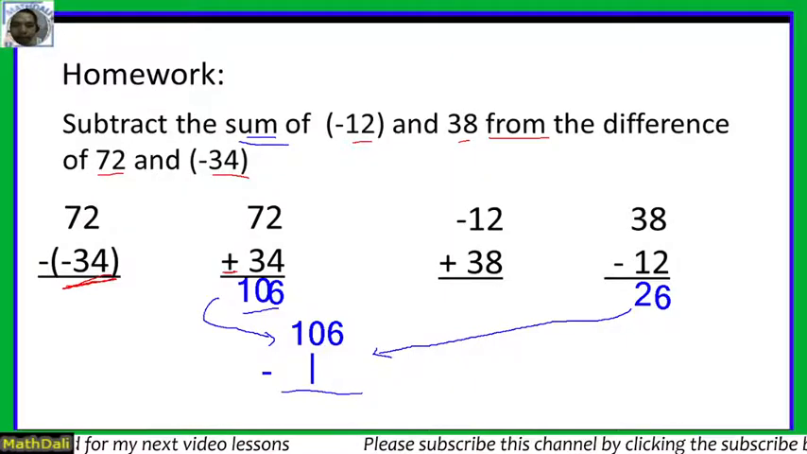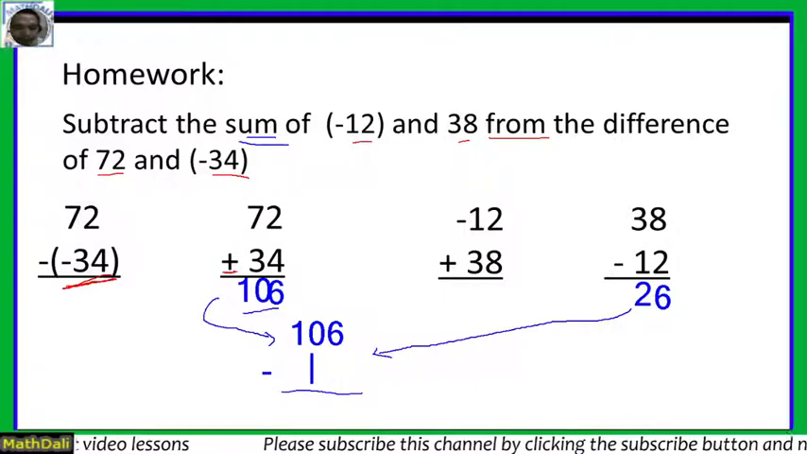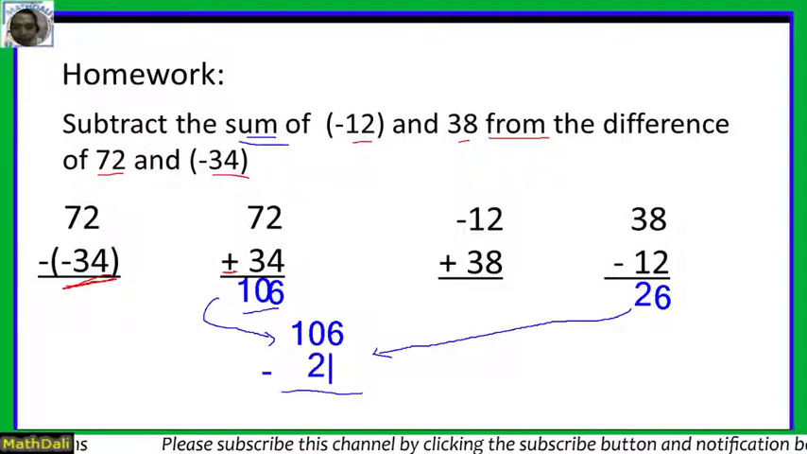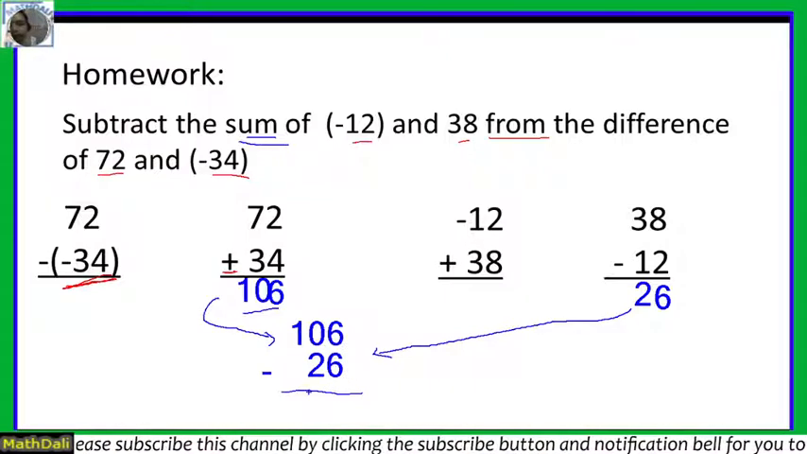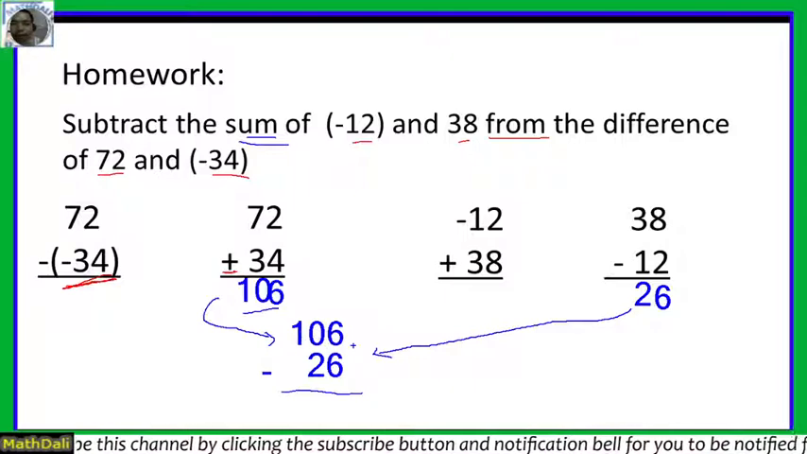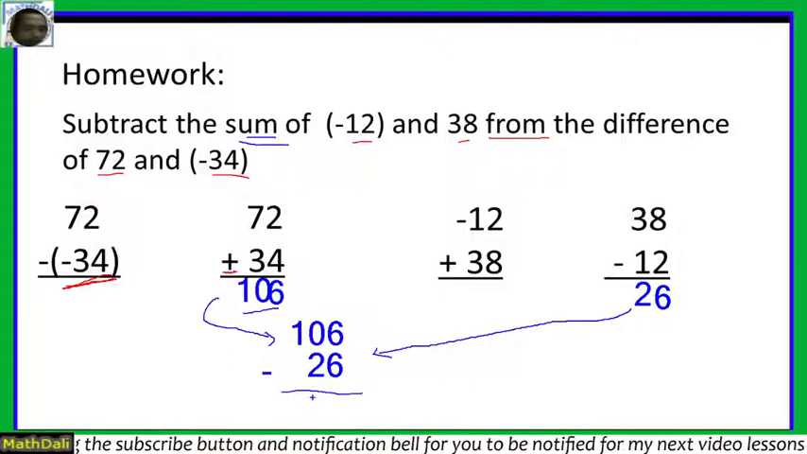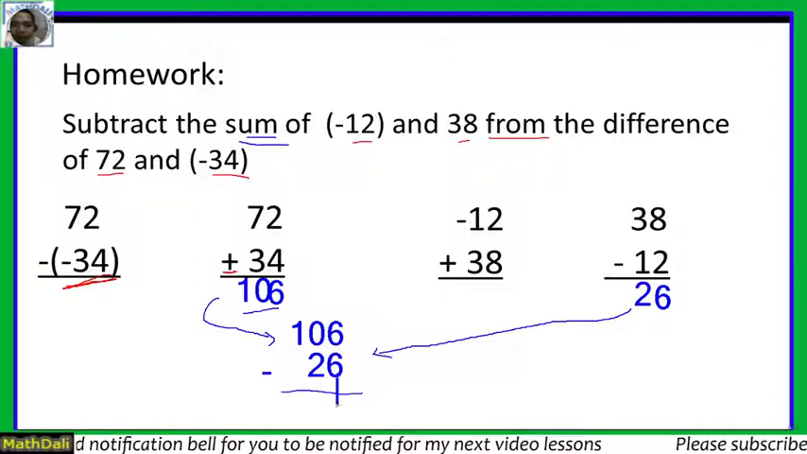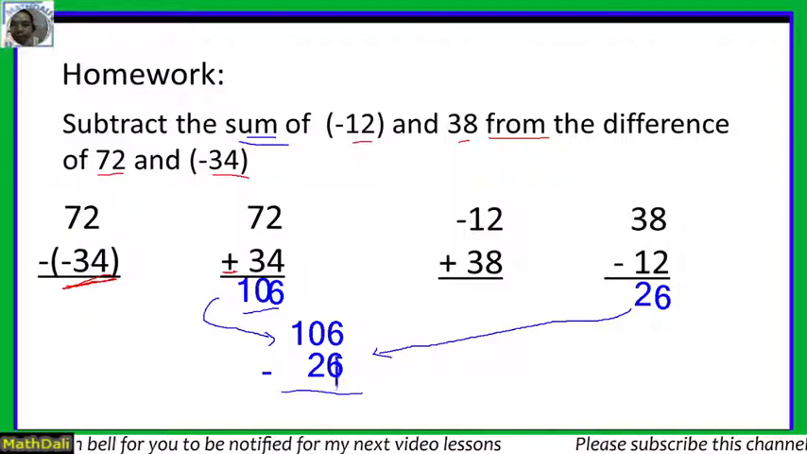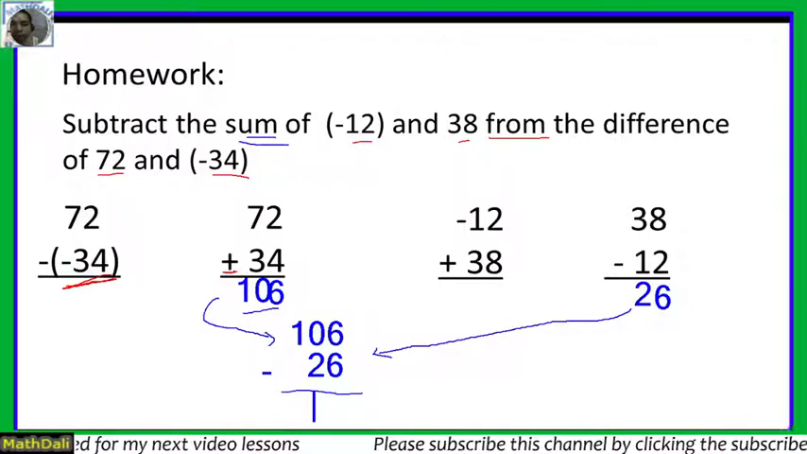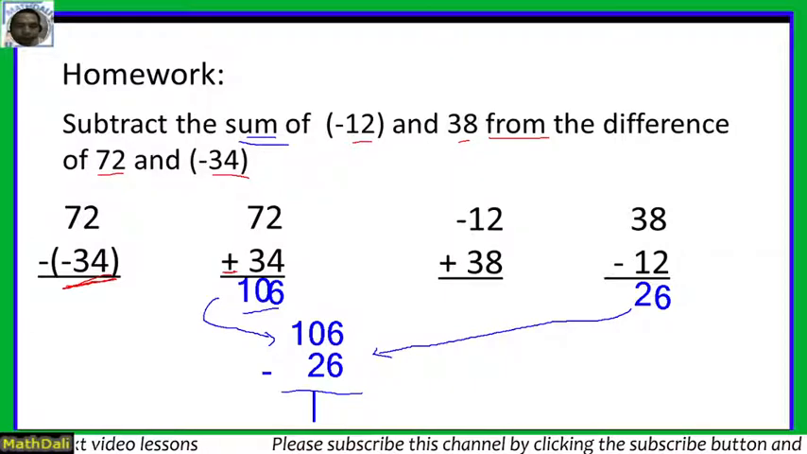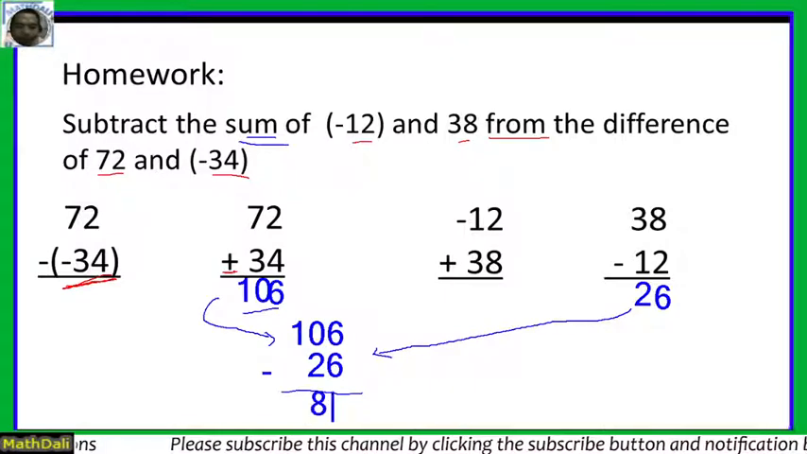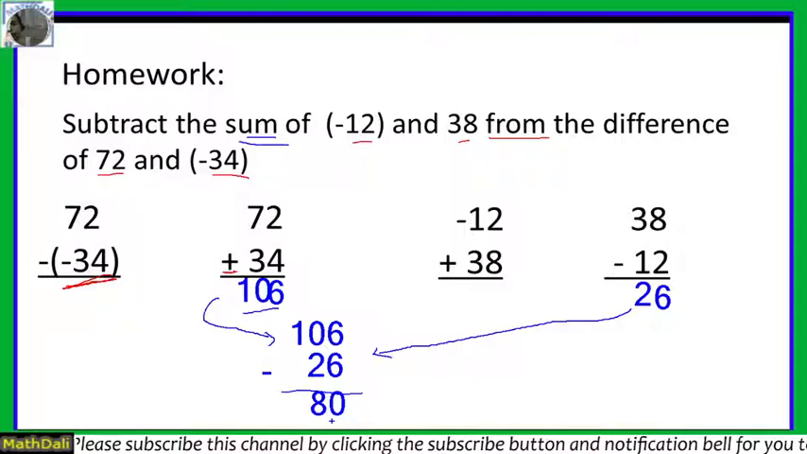So, less. Lagay natin dito 26. Okay, so yan. So, 106 minus 26, that will be equal to, yan. Subtract na natin. Same lang naman sila ng sign. So, pwede na yan. So, 6 minus 6, that will be 0. Then, 10 minus 2, that will be equal to 8. So, ang sagot, we have 80. Tama? 80. So, yan yung sagot.